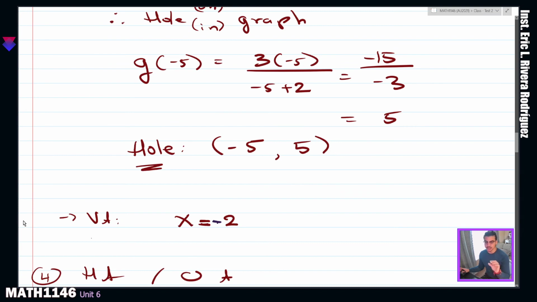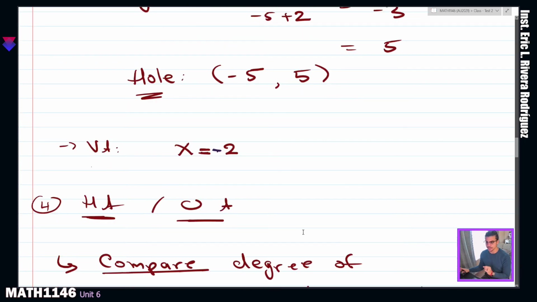It is a hole because -5 is not part of the domain, but in the simplified version, we are getting a y value, or a value for the function, in the simplified version. Okay, so that's 5. The vertical asymptotes are going to be all the other restrictions that are not holes. Okay, and we take those restrictions, and to create the equation, it is going to be x equal to the value of the restriction. Do not forget this negative sign as I did on this exercise.